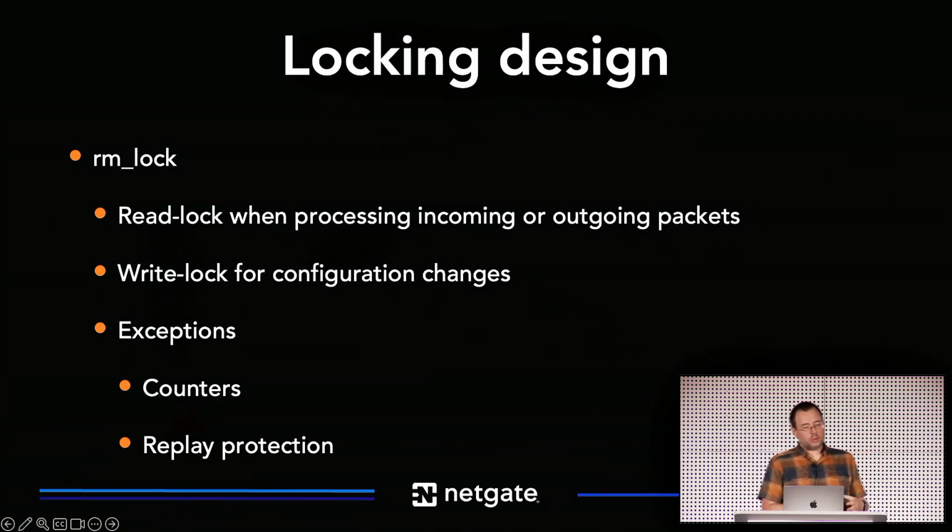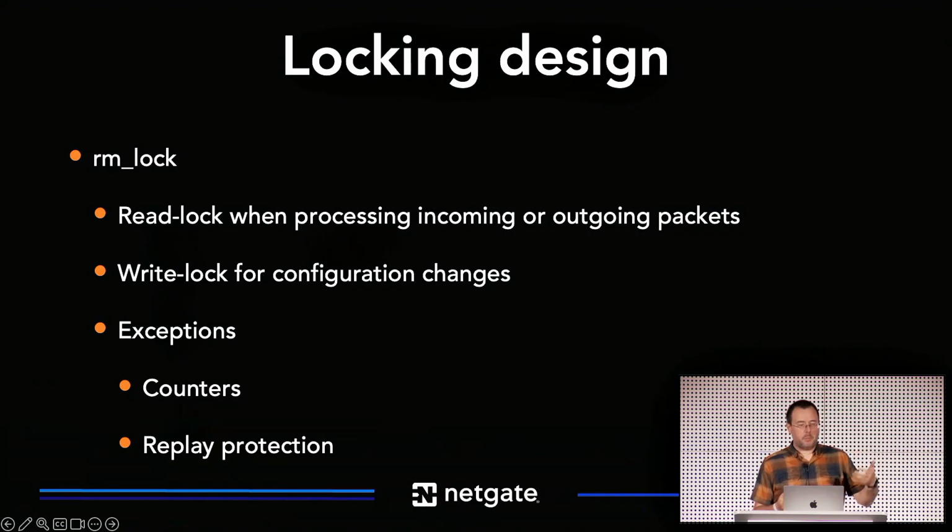We take a write lock when we make configuration changes. So we add or remove a peer, we change keys, things like that. Then we need a write lock. But those are extremely infrequent operations. You know, you might send 1 million packets before you change a key or before a client disconnects.